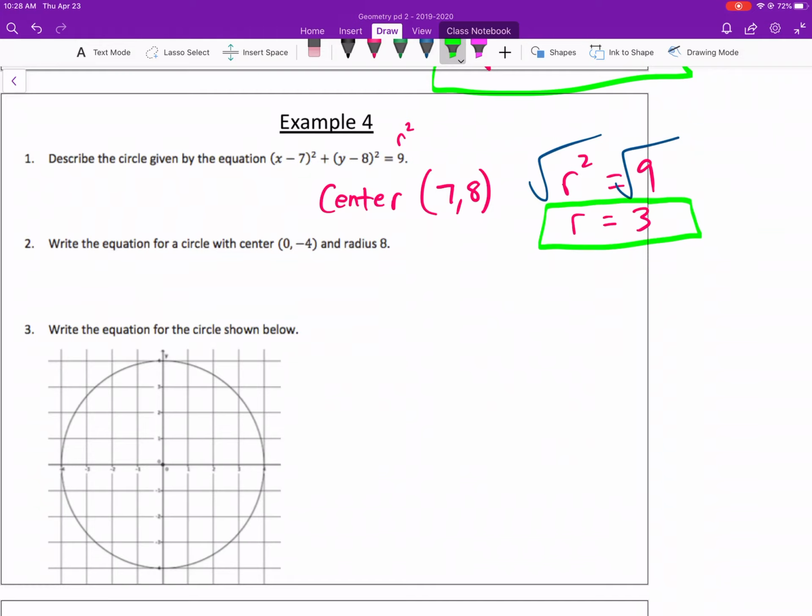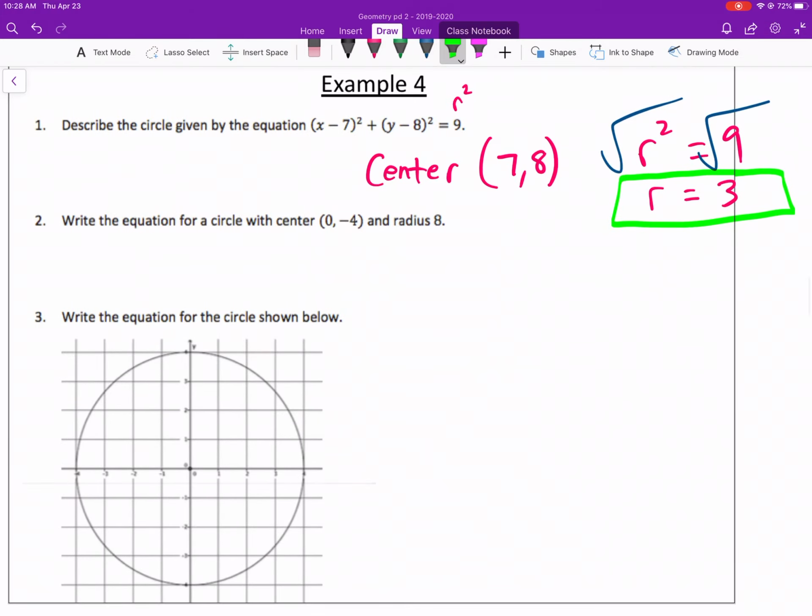Remember guys, you have your rule for today. At any point, if you want, you could pause the video and work on them on your own, but we are going to go through the whole thing together. All right, next, write the equation. Now they give us the center, and we have to write the equation. So now we're working in reverse of what we just did.